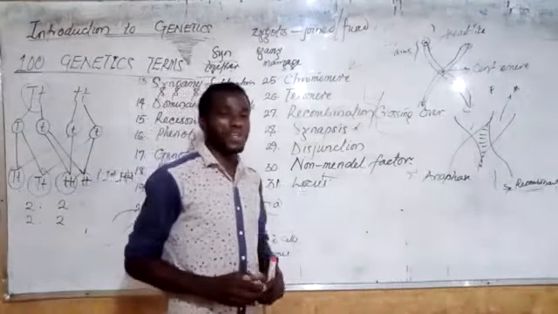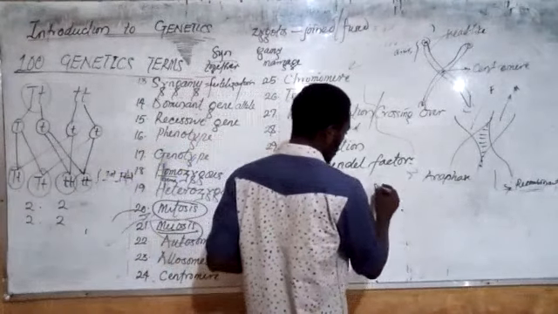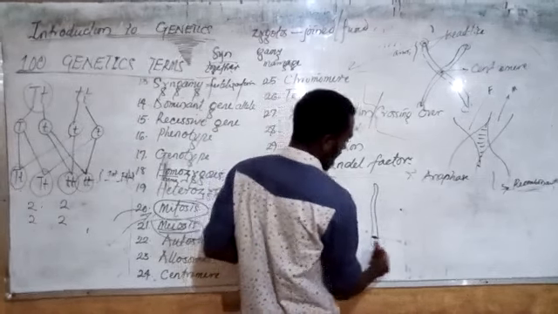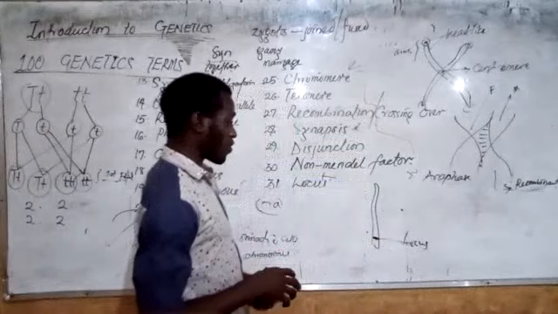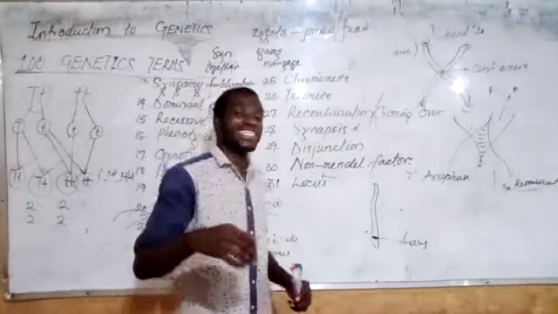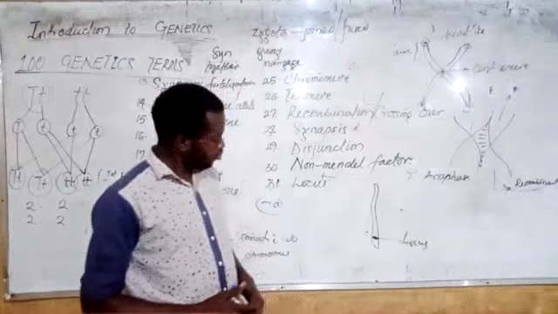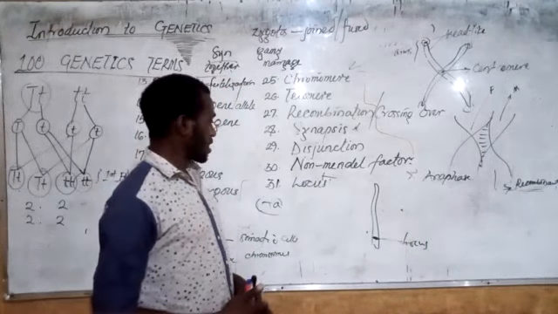Then the locus is the particular portion of the chromosome. For example, if I have a chromatin strand here, and I pick this particular portion, and there is a gene there, this portion is called the locus. The locus is the particular portion of the chromosome where I can find a gene. And that's basically it, the locus.